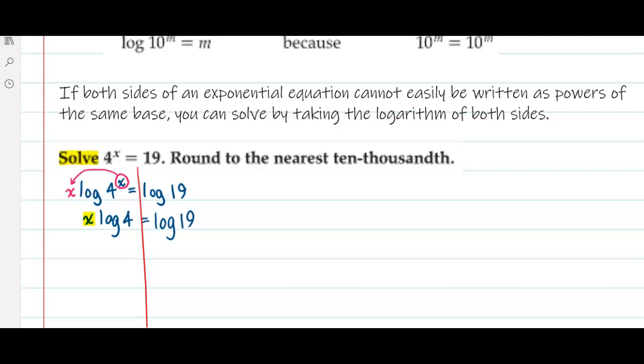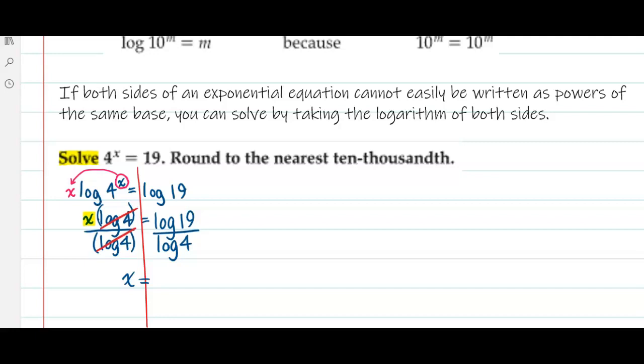Now, think about how you would solve something that looked like this. You would divide by 4, right? Well, the same thing is happening here because the log of a number is just a number, and it's just multiplied by x. So to remove the log of 4, we need to divide by the log of 4. But these things are a package deal. You can't just divide by 4. That's not possible. Log 4 has to stay together. It's a package deal. So on the left side, they cancel out, and I'm left with just x, which was my goal.